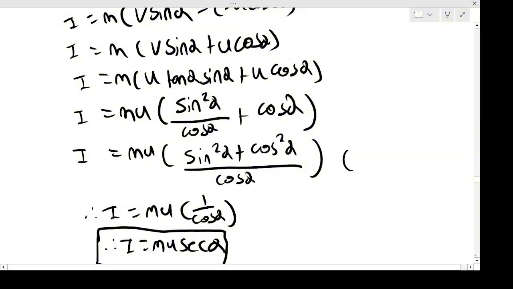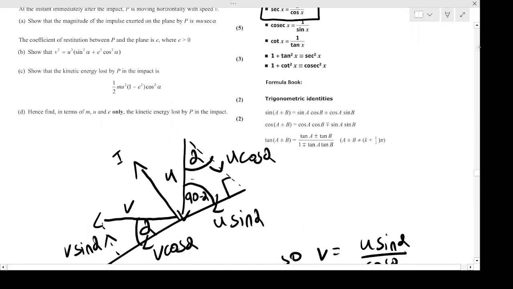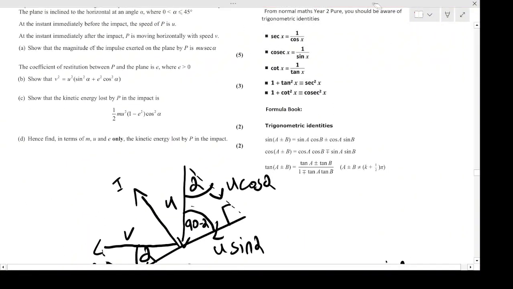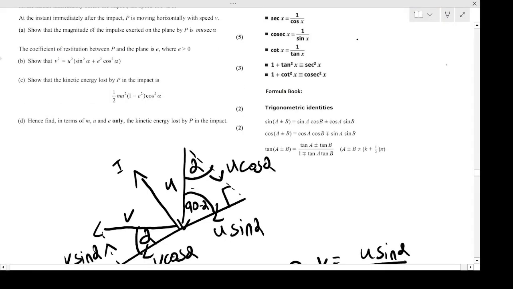I'll make a note here that sine squared and cos squared is 1. So that's what I've used here. Again, make sure you're happy with your trig identities, but there we are. Yeah, very challenging. That is very, very challenging. But there we are. Then we're told the coefficient of restitution is e.